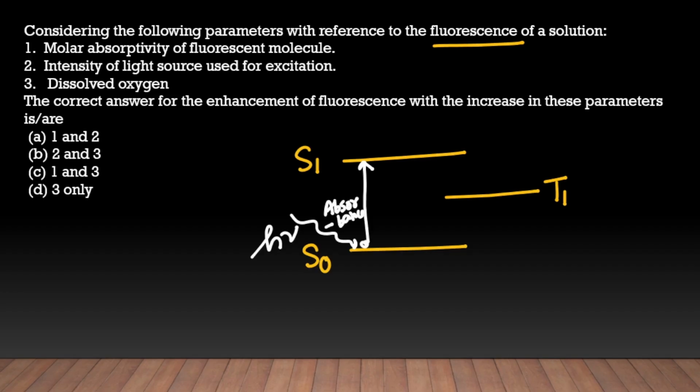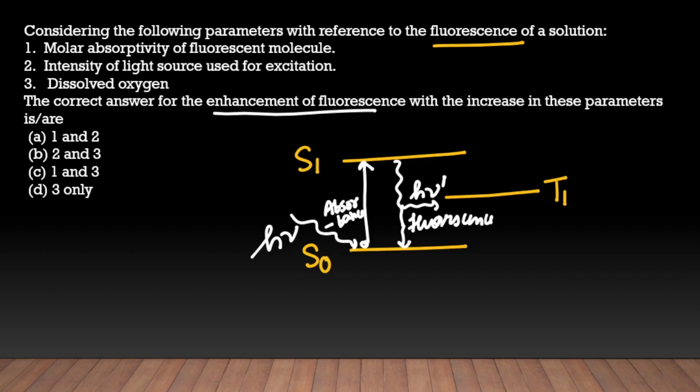Now the excited state is unstable, so if the particle is coming back to the ground state with the emission of some light, that is of h nu energy, that is coming out. This process is called fluorescence. The particle is coming back with the emission of some light which is of h nu energy. This process is fluorescence. Right? So now we have to look for the correct answer for the enhancement of the fluorescence. We have to look at the factor with which this fluorescence process is going to increase.